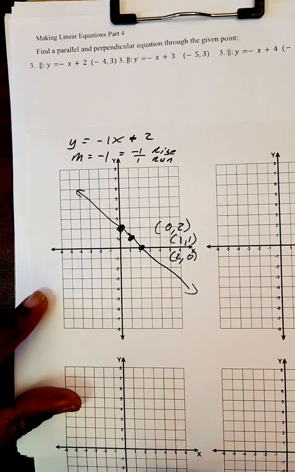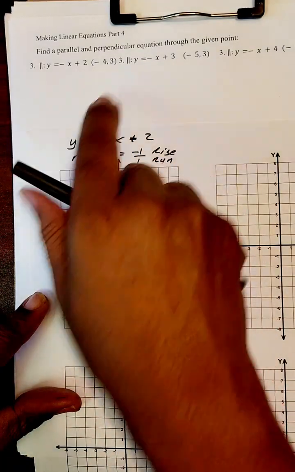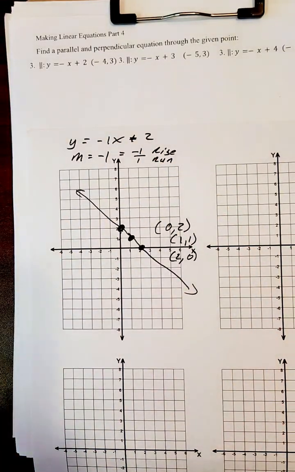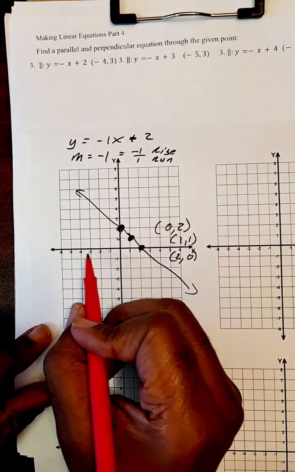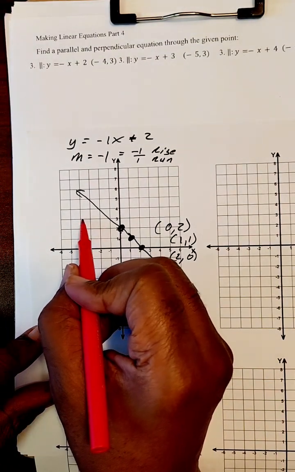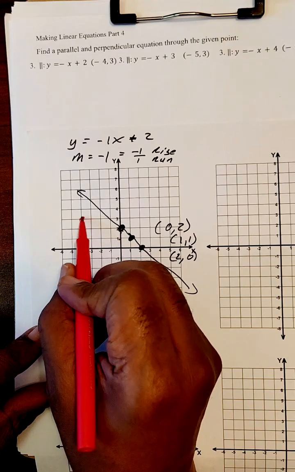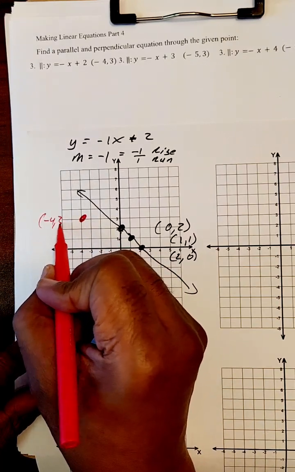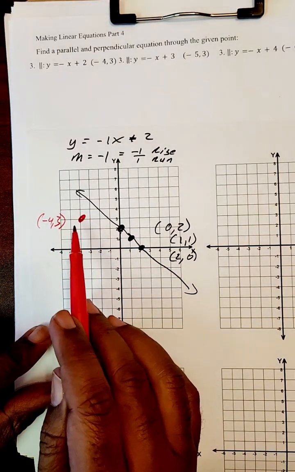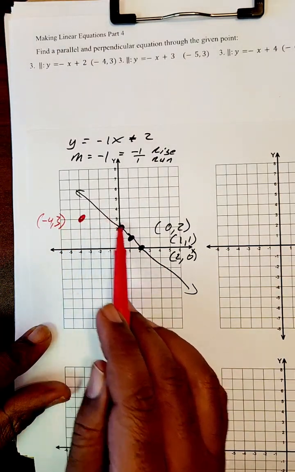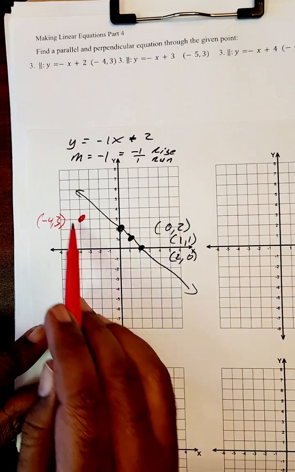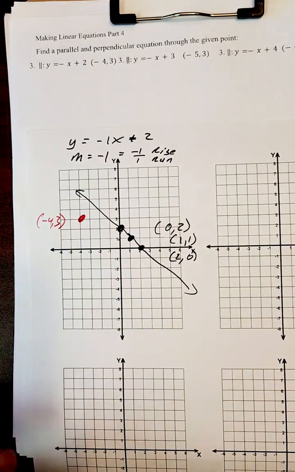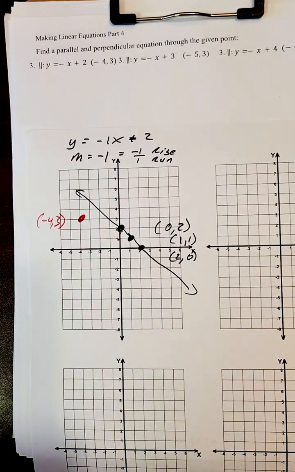Now, we want our new line to go through negative 4, 3. So let's find negative 4, 3. So x is negative 4 and y is 3, which is right about here. That's our negative 4, 3 point. And we want a line that goes through that, but it's got to be parallel to this one. So it'll look something like this. So let's begin the process of finding that line.